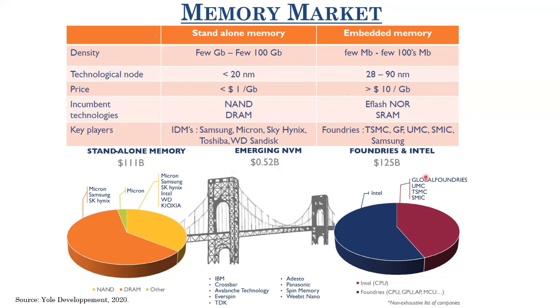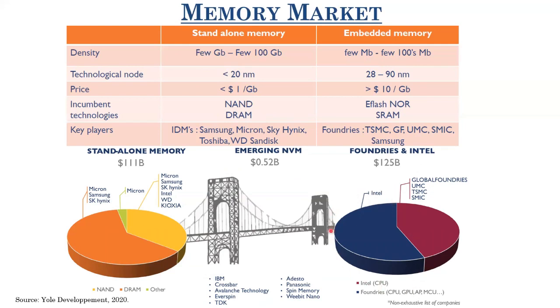Whereas if you look at the embedded memory market, you find that almost 45% of the market is captured by leading foundries such as Global Foundries, UMC, TSMC, and SMIC. However, 55% of the embedded memory is occupied by Intel. And I don't know if you guys know, Intel's NAND business is being sold to SK Hynix. So SK Hynix is purchasing Intel's NAND business. However, the embedded memory business is still in the hands of Intel.